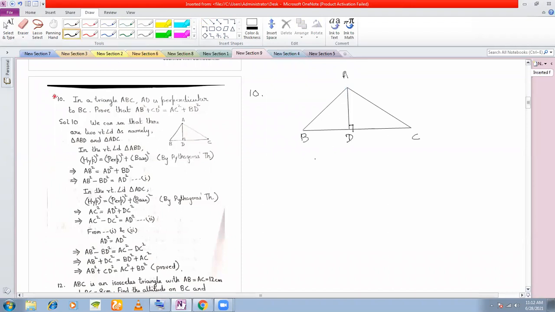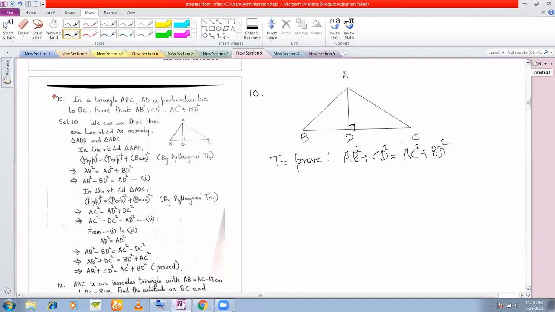This is your D. In triangle ABC, AD is perpendicular to BC. The figure is not given, so I have drawn the figure. ABC is a triangle I have taken, and AD I have drawn perpendicular to BC. You need to prove here that AB square plus CD square is equal to AC square plus BD square.